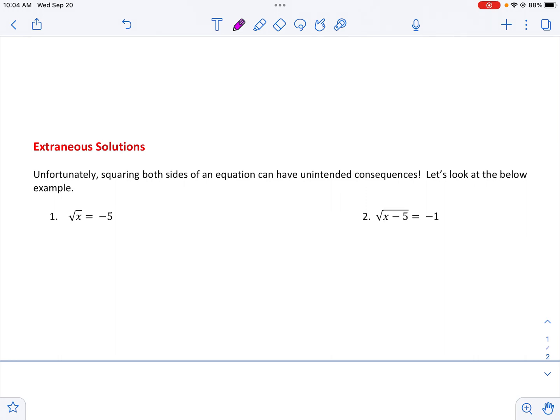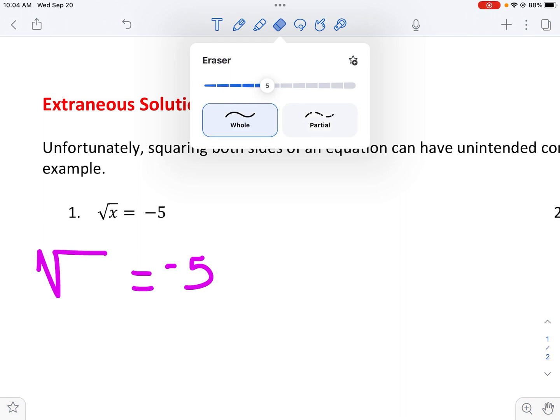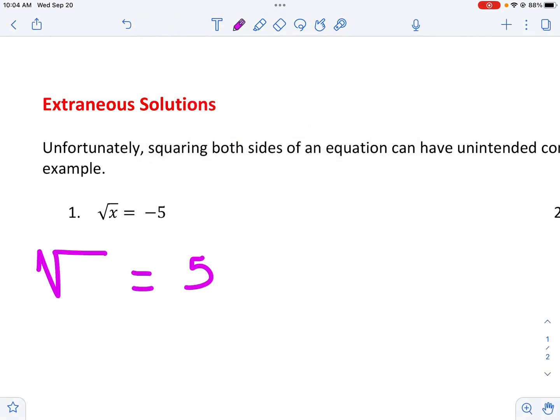So if we look here, specifically number 1, can we think of a number that you could put inside the square root that would end up giving me a negative 5? Well, probably not. What we can figure out is we know that the square root of 25 is going to give me 5. But it isn't going to give me a negative 5.